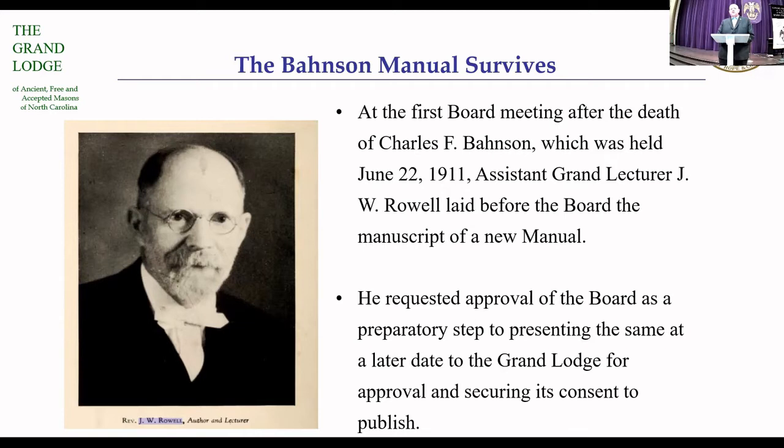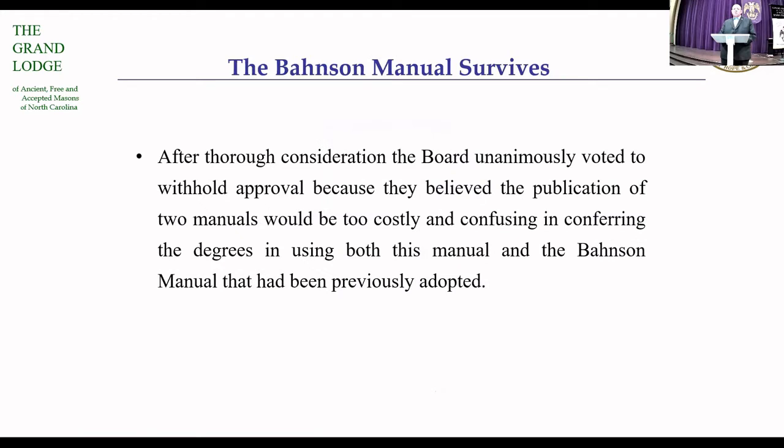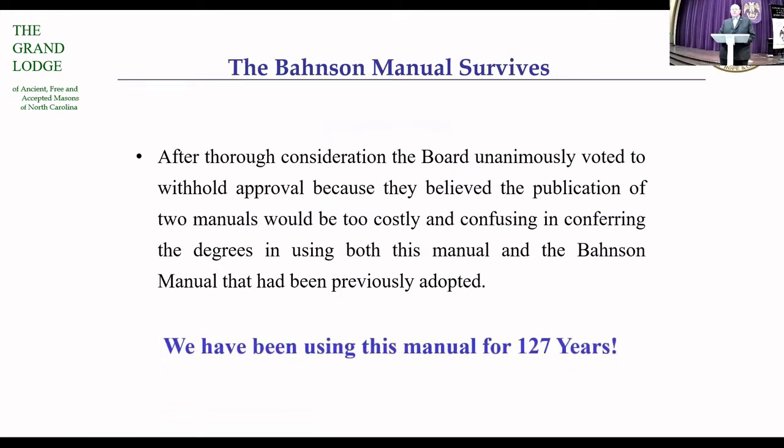Now, this is an interesting individual. J.W. Rao is a Baptist pastor from Monroe, North Carolina, and was a member of Monroe Lodge. And at the time he presented his book, he was an assistant grand lecturer. A little backstory on this: when he presented it, the board considered it, and the board ruled unanimously not to approve it. So why did that happen?